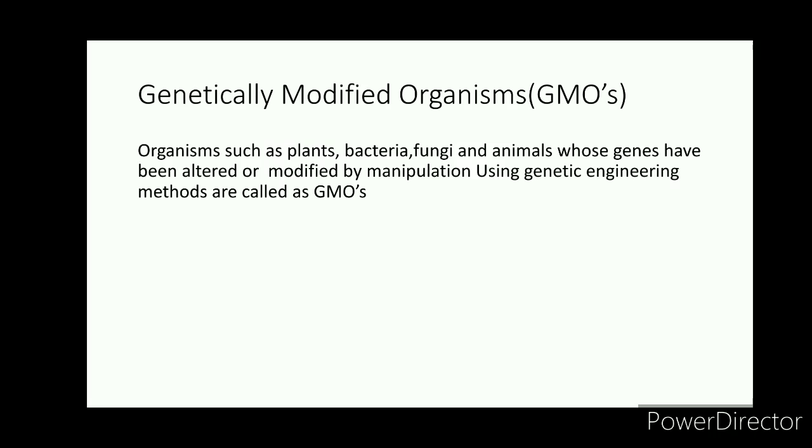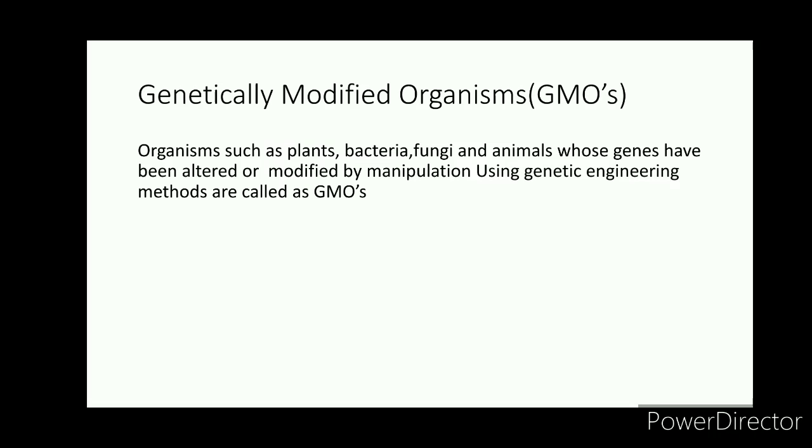Now what are these genetically modified organisms? Any organism whose genetic composition is altered or manipulated, right? How is it manipulated? Using genetic engineering techniques to produce the desired product, then it is known as a genetically modified organism. So the genetically modified organisms can be defined as those organisms such as plants, bacteria, fungi and animals whose genes have been altered or modified by manipulation using genetic engineering methods, called GMOs or genetically modified organisms, right?